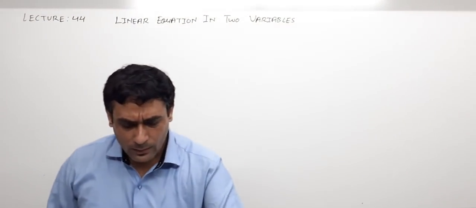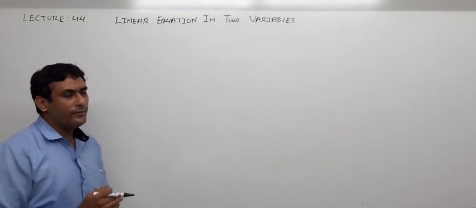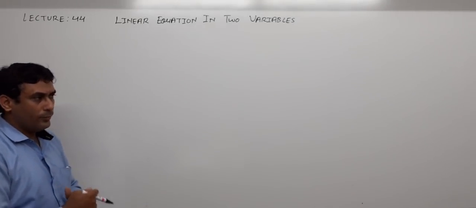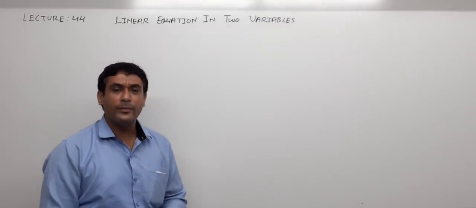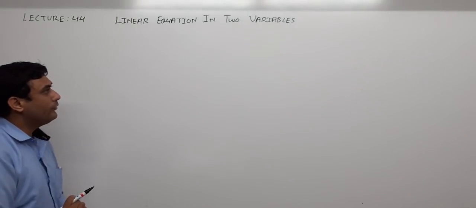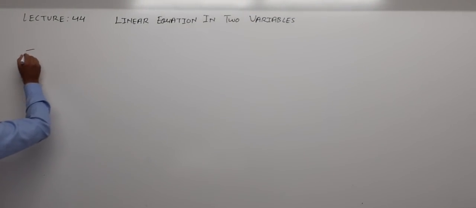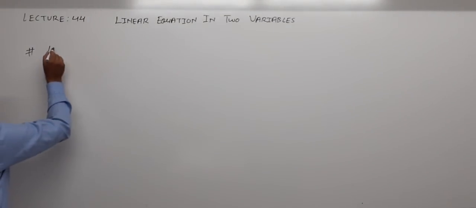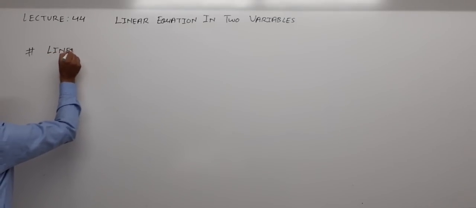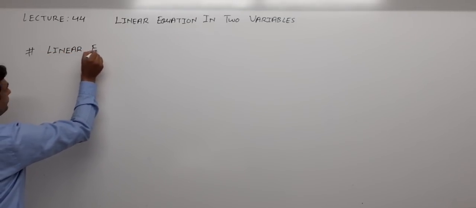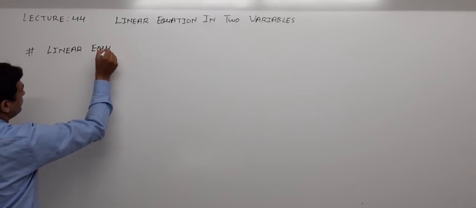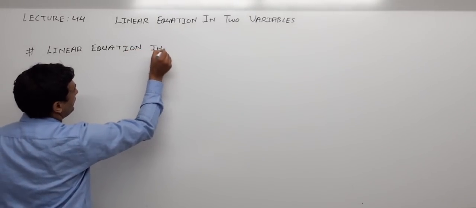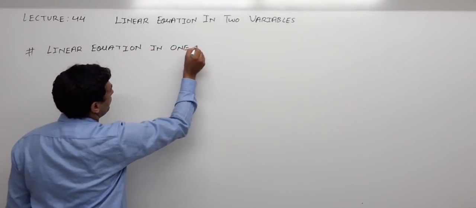So, before we come to the linear equation in two variables, we will see what is linear equation in one variable. We will see one or two more questions based on linear equation in one variable. Then we come to the linear equation in two variables. So, the first thing, that is what is linear equation in one variable.